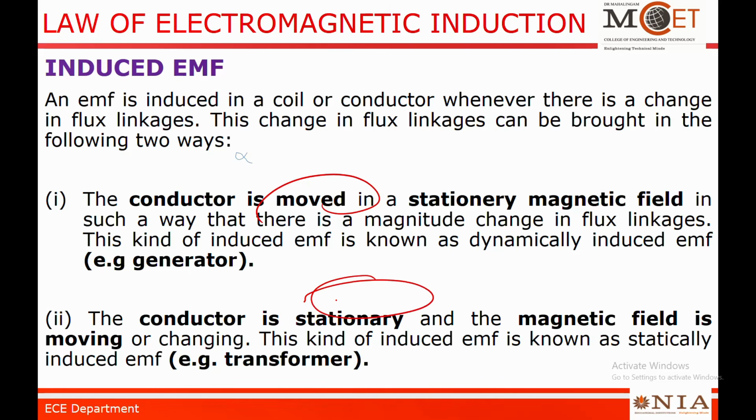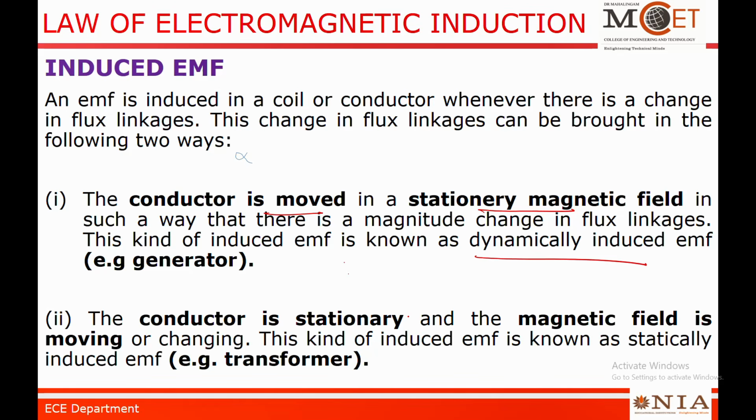If the conductor is moved in a stationary magnetic field, so the magnetic field is stationary and the conductor is moving, then the flux linkages change. This kind of induced EMF is known as the dynamically induced EMF. An example is a generator.